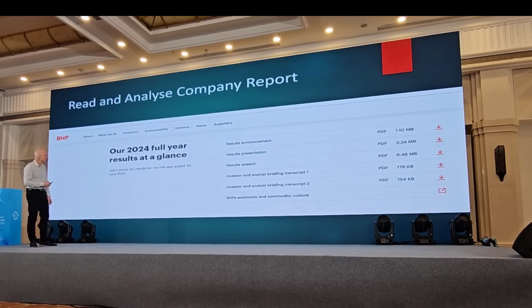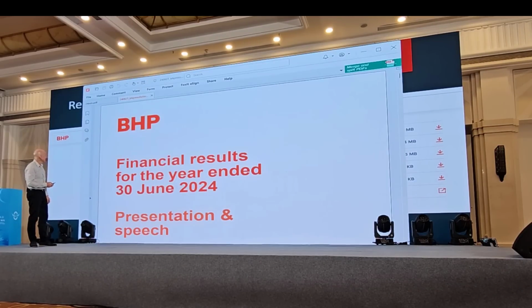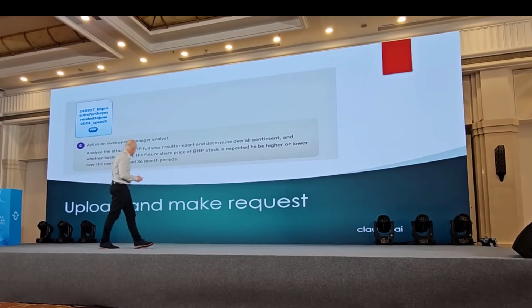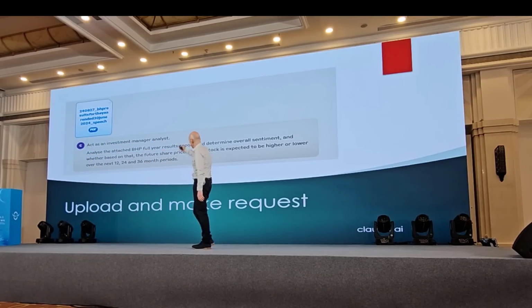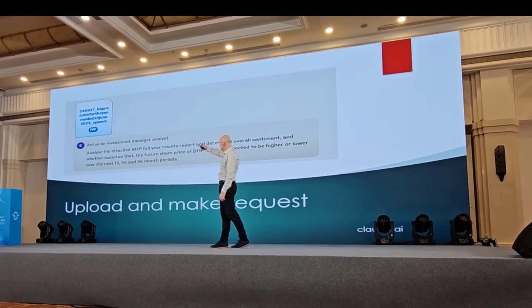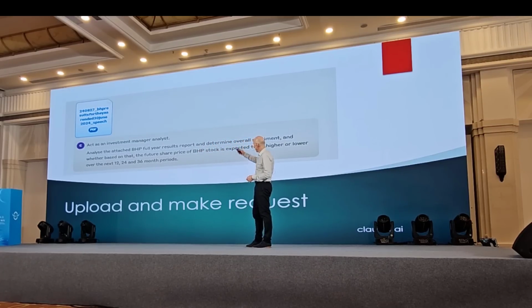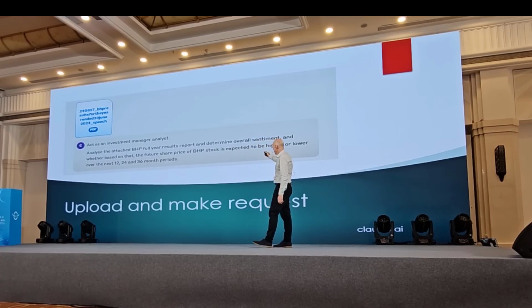So this was the slide deck and all the commentary that was delivered at the investors' annual meeting. I can download that, and then I could read it and try and figure it all out myself, or I could feed it into the large language model, which is what I'm going to do. So I've uploaded the paper there. I've told the model to act as an investment manager analyst, analyze the report, and then, based on the sentiment, figure out whether the stock is expected to be higher or lower over the next 12, 24, or 36 months. So I've been specific about the type of output I want.